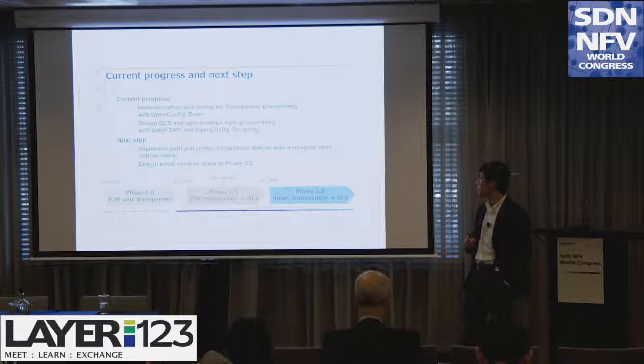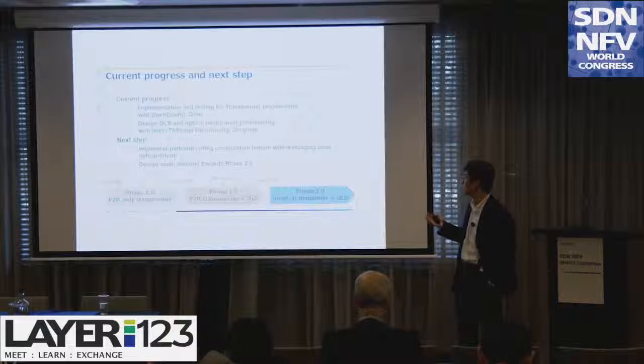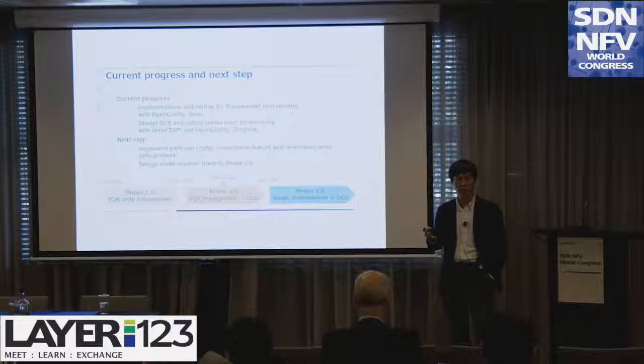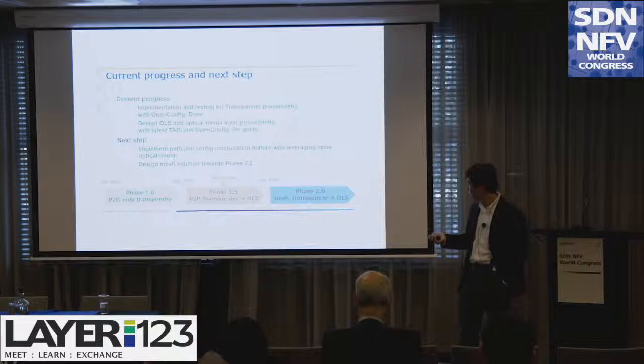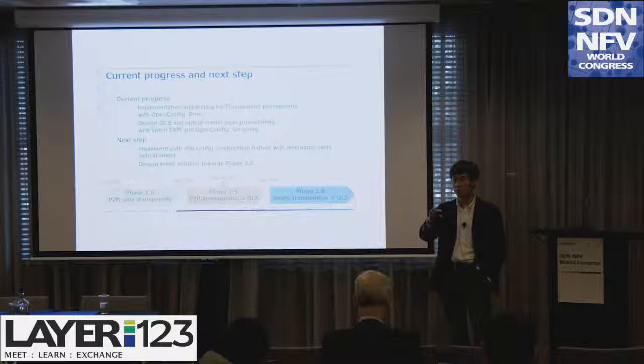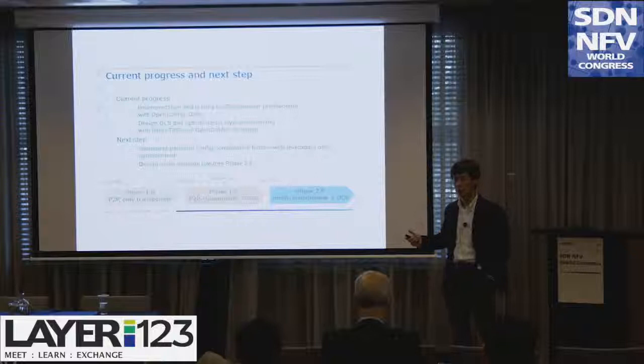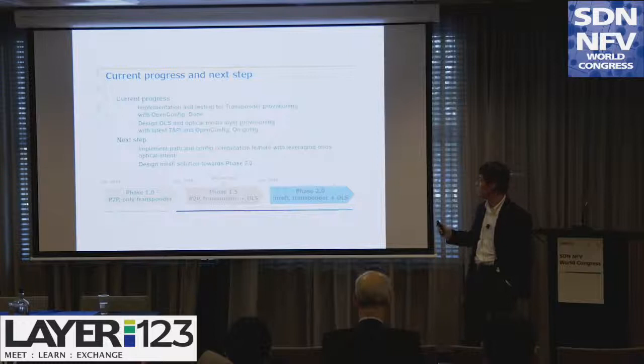The next step will be, first of all, we will create applications above ONOS, like path computation, configuration features, and so on. This is the application system that we want to add above the ONOS system. Also, our final goal is the mesh system, not just end-to-end connection. We want a full mesh connection between each endpoint. And also, we want to combine the transponder with the OLT and make them work together. So that will be the next step that we are now aiming at.